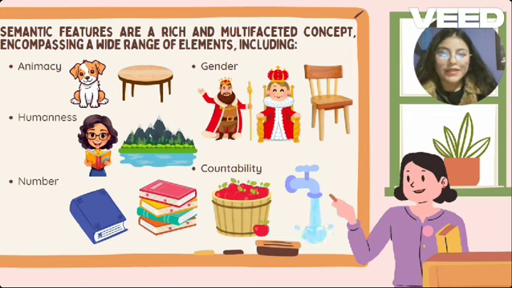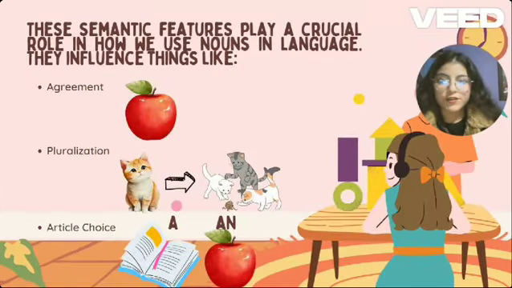Finally, countability is a significant property that distinguishes between nouns that can be counted individually, such as apple, and those that represent a substance or mass that cannot be counted, like water. These semantic features of nouns play a crucial role in how we use them in language.